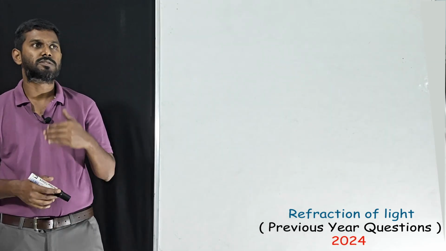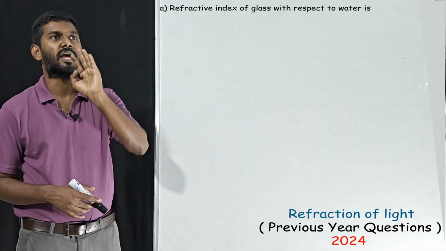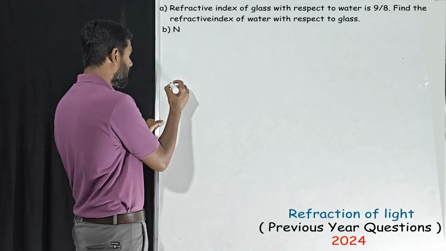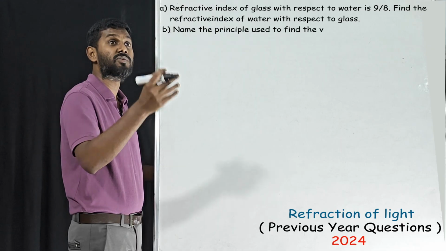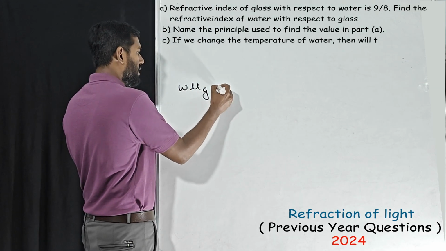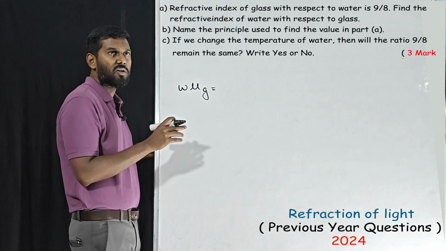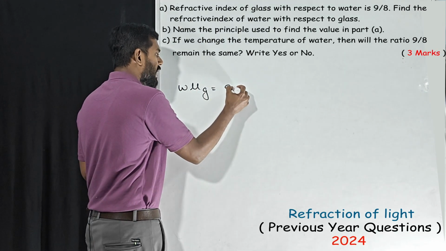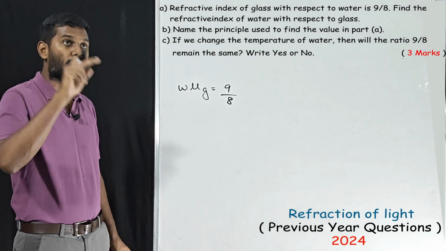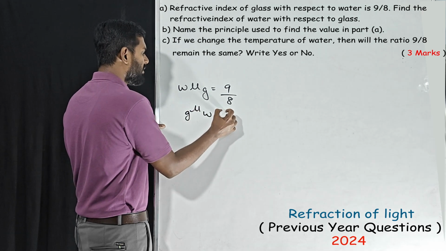Now we'll move on to 2024. Refractive index of glass with respect to water is 9/8. The way you write this is also important. Refractive index of glass with respect to water. So for water, this is how you need to know how to write this one. This is what we have learnt in concept, is 9/8. Find the refractive index of water with respect to glass. We need to find this refractive index.